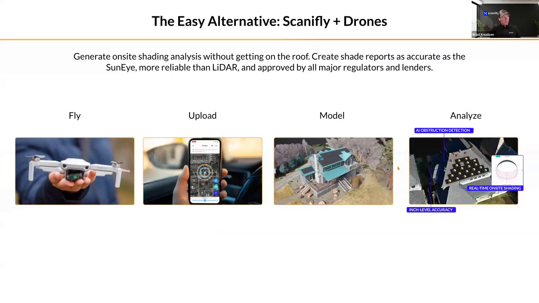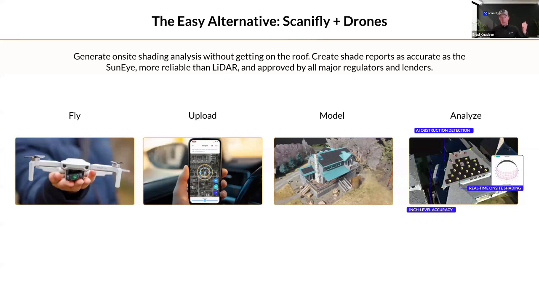So that takes us to the easy alternative right now, and that's Scanifly and a drone. With Scanifly and a 5-minute drone flight, you can generate the on-site shading analysis without getting on the roof. You can create shade reports that are as accurate as the SunEye, more reliable than LiDAR, and approved by all major regulators and lenders. And it's a quick 4-step process.